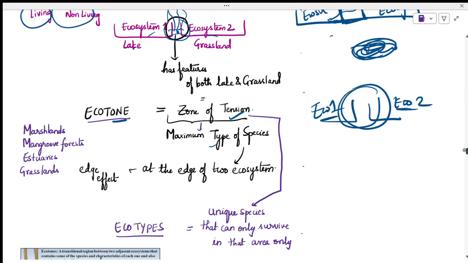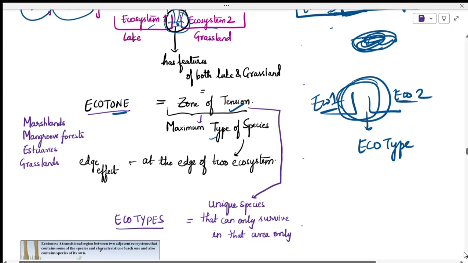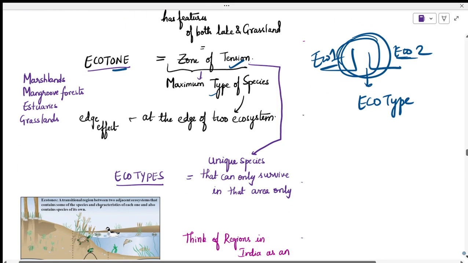They want this only, and this type of unique species are called ecotypes. So ecotone, the place between ecosystem 1 and ecosystem 2 where there will be maximum tension. It means that there will be maximum types of species present there. In that there will be some species which can only live there, called ecotypes. Okay, so for ecotone, examples will be marshlands, mangrove forest, estuaries, grasslands.